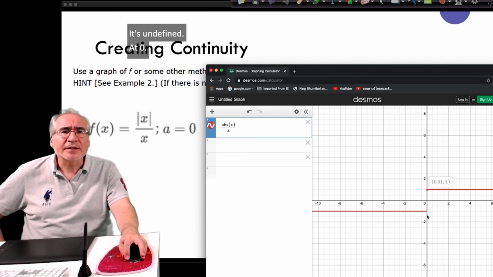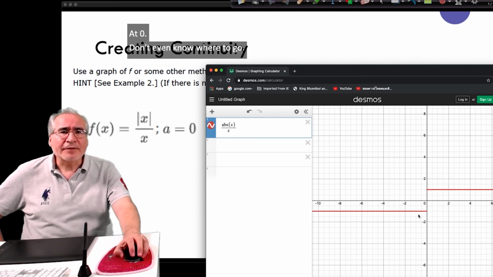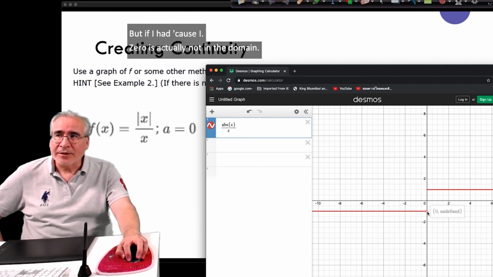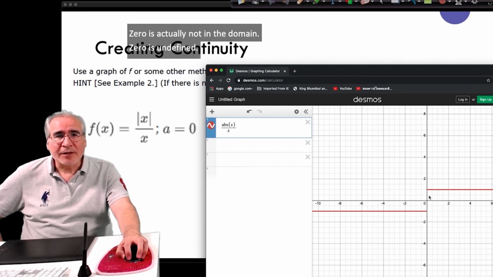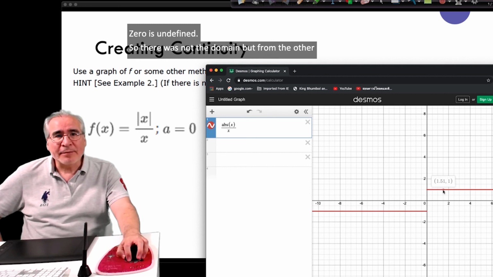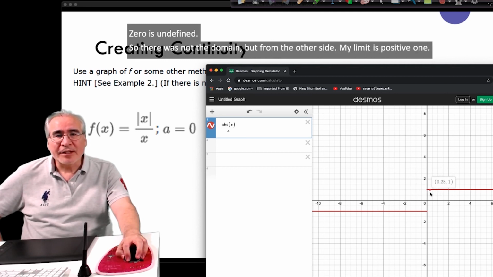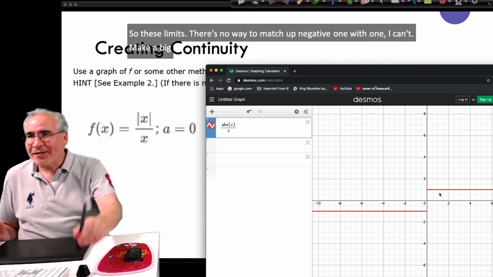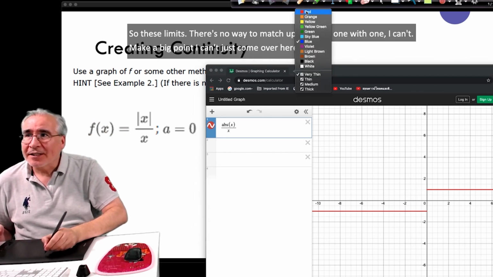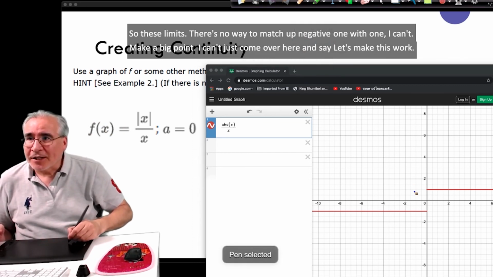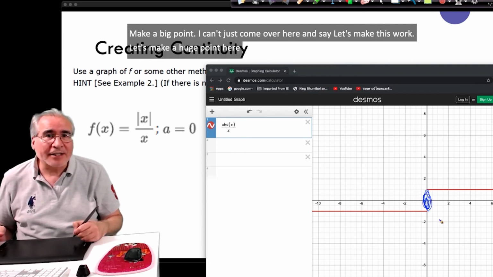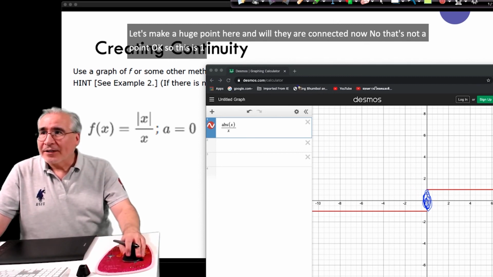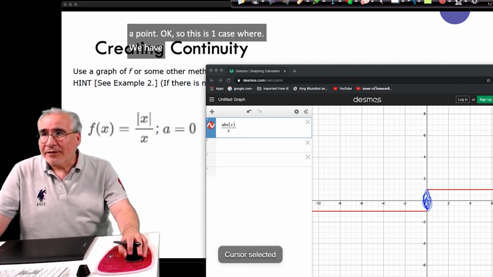0 is actually not in the domain. 0 is undefined. So 0 is not in the domain. But from the other side, my limit is +1. So there's no way to match up -1 with 1. I can't just come over here and make a huge point and say they're connected now. No, that's not a point. Okay, so this is one case where we have to say basically it does not exist.